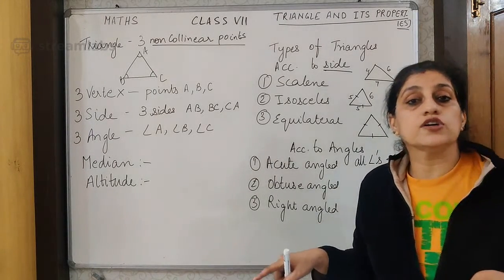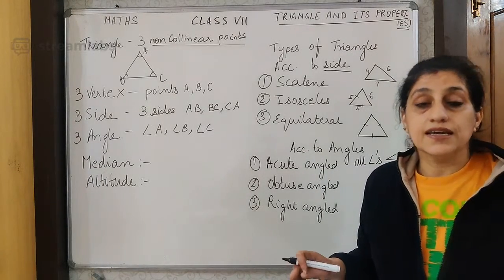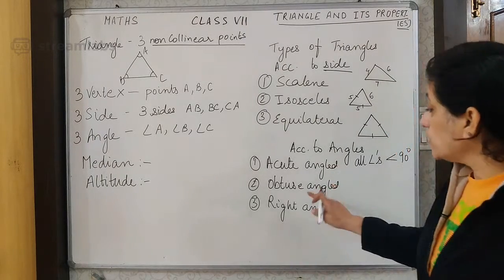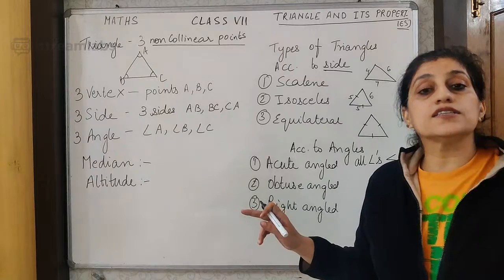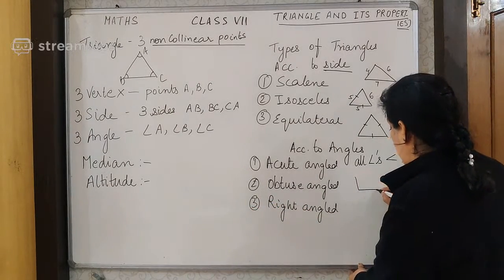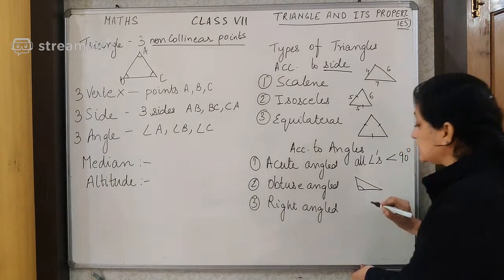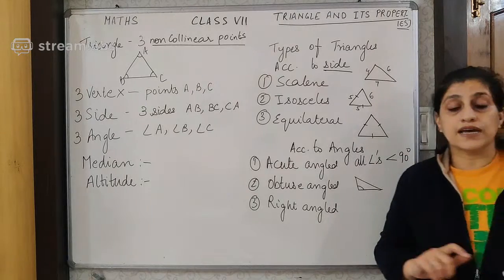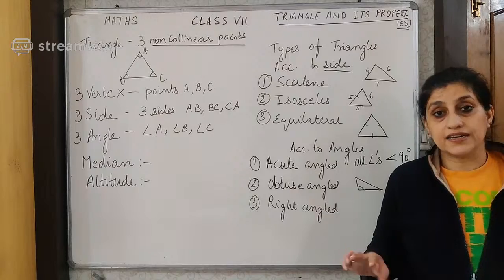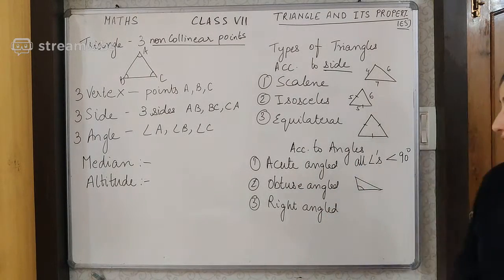Obtuse, you are familiar with the word obtuse. An angle greater than 90 degree, less than 180 is called obtuse angle. So if in a triangle one angle is more than 90, that triangle will be an obtuse angle triangle. You can see this. This angle is more than 90, so it becomes an obtuse angle triangle. Only one angle can be obtuse in a triangle. We cannot have more than one obtuse angle in a triangle.